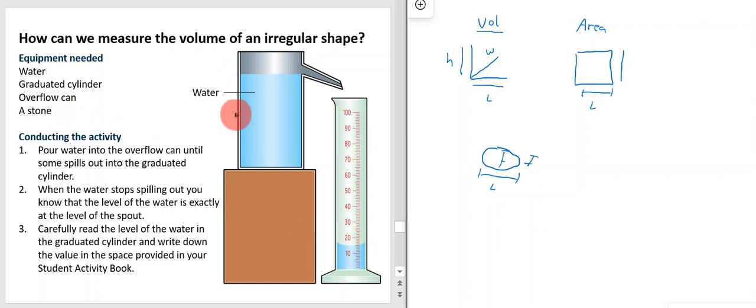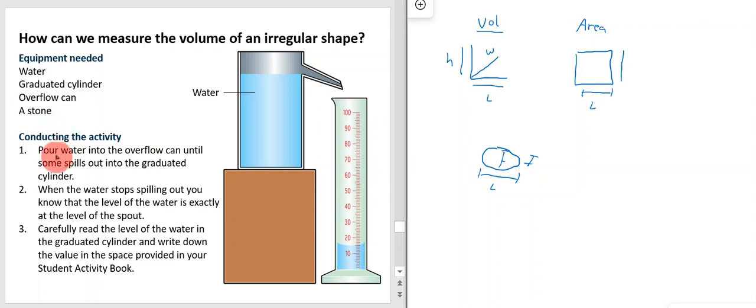You need one of these guys, which is called an overflow can. So basically, with an overflow can, there's this nozzle here, so you can fill it right up to this level here. And if you put anything into it, it's going to increase the level of water, and that water will fall down into the graduated cylinder. So we use a graduated cylinder to measure, for example, the volume of a liquid. And you'll need a stone as well.